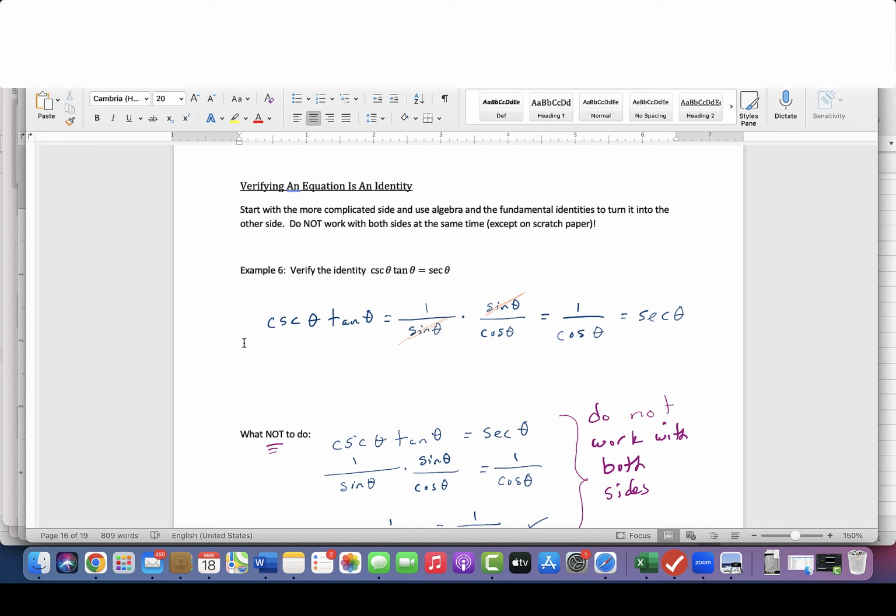So, for example, in this first example here, verify the identity cosecant theta times tangent theta equals secant theta. Notice I start with the left-hand side because that's more complicated. I write it down, and then I say what it's equal to. What I did in this case is changed everything to sines and cosines. Then I did a little algebra canceling the sines. Then I say equals, and the next expression that's equal to what I started with is 1 over cosine theta, and then finally equals, and your last step should be equals the other side.